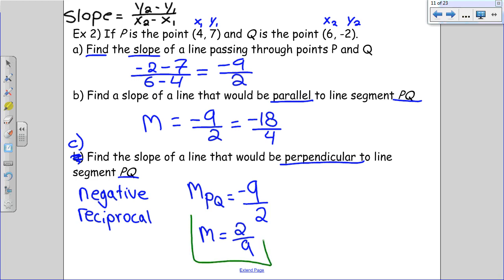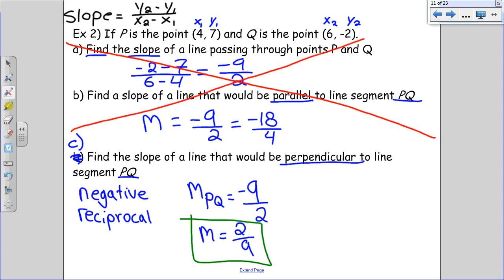It was negative, now it's positive. That messes some people up sometimes. When it says negative reciprocal, that just means different symbol and then flip it. If this was a test or a quiz, and this was a question, they basically would scrap all of this in front. What they would say is, if P is (4, 7) and Q is (6, negative 2), find a slope that would be perpendicular to PQ.